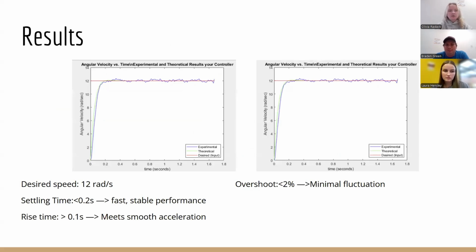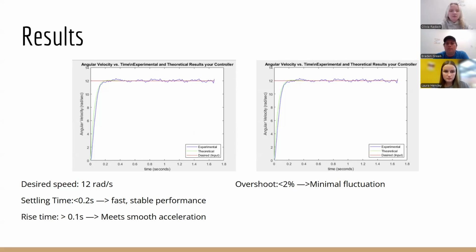Here we have the results comparing the experimental and theoretical responses of our system using the PI controller. In both graphs, the system was given a desired speed of 12 radians per second, shown by the red line. As we can see, both the experimental, which is the purple, and theoretical, green, responses closely follow this input. The rise time is slightly over 0.1 seconds, which meets the customer's comfort requirement. It's fast enough for good responsiveness, but not too steep to cause discomfort or jerkiness.